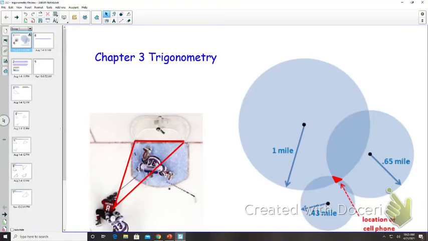Okay, so chapter 3 is acute angle trigonometry. Acute angle being a small little angle, less than 90 degrees.